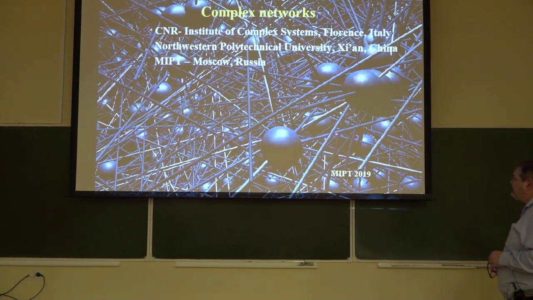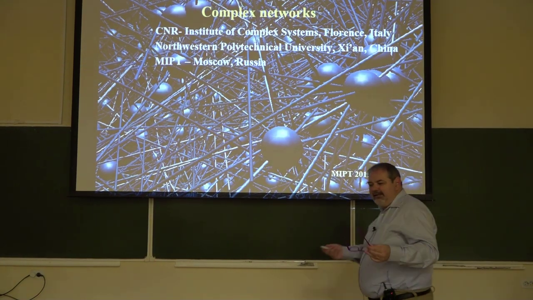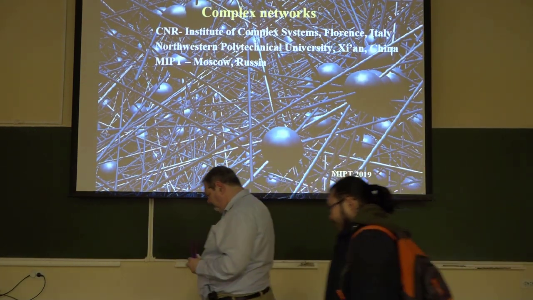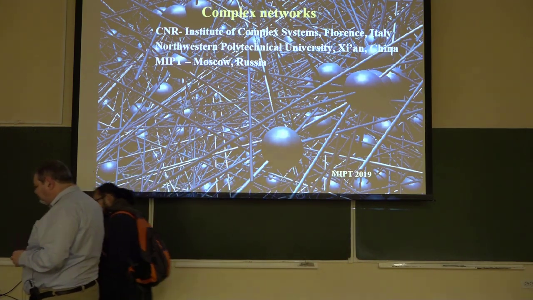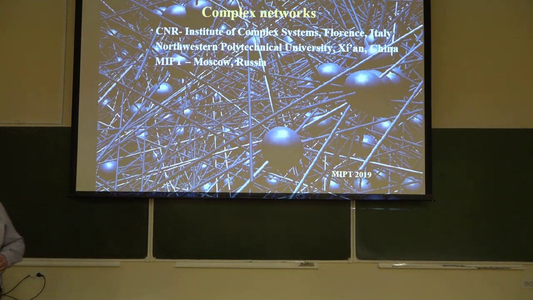Networks. Mathematically, as we will see, a network is a matrix. But for a physicist, a network is a way of representing a given system. In physics, you have two kinds of systems.